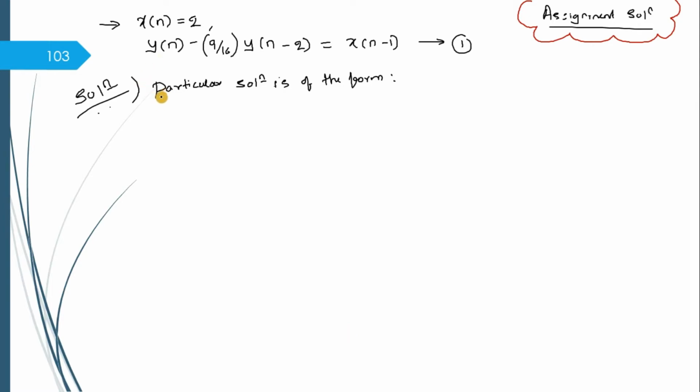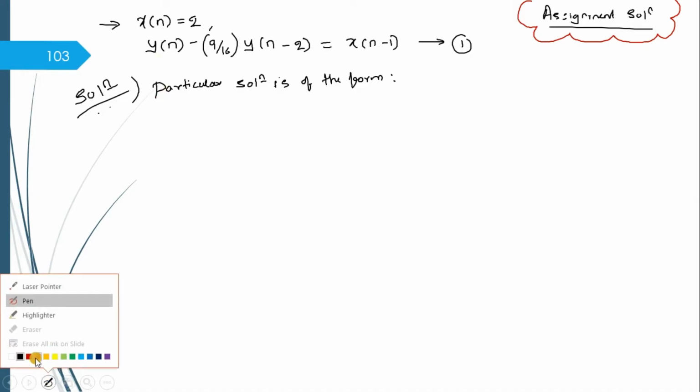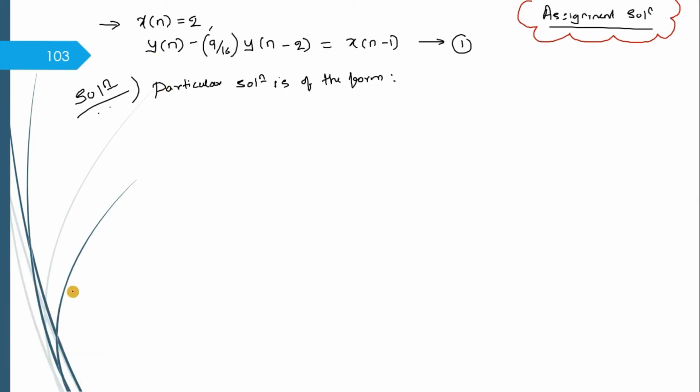To begin with, you know that whenever I say particular solution, the input is forced. Here x of n is given, it is 2. And the system is y of n minus 9 by 16 y of n minus 2 is equal to x of n minus 1. This is the system and this is the input, and we need to find the particular solution.